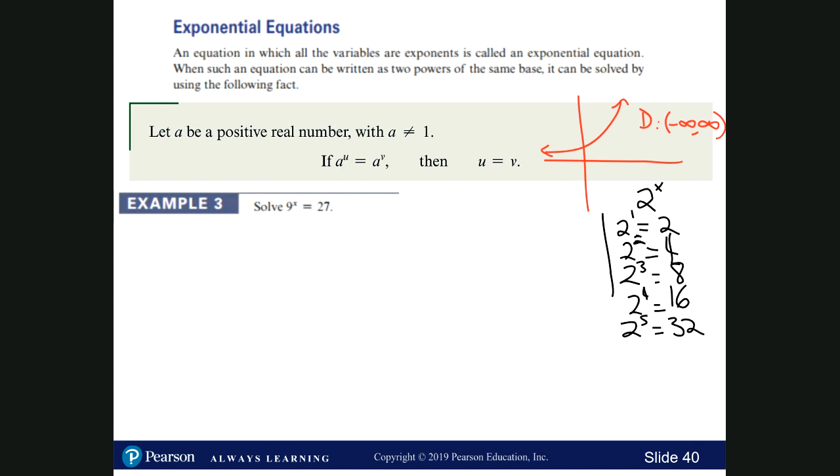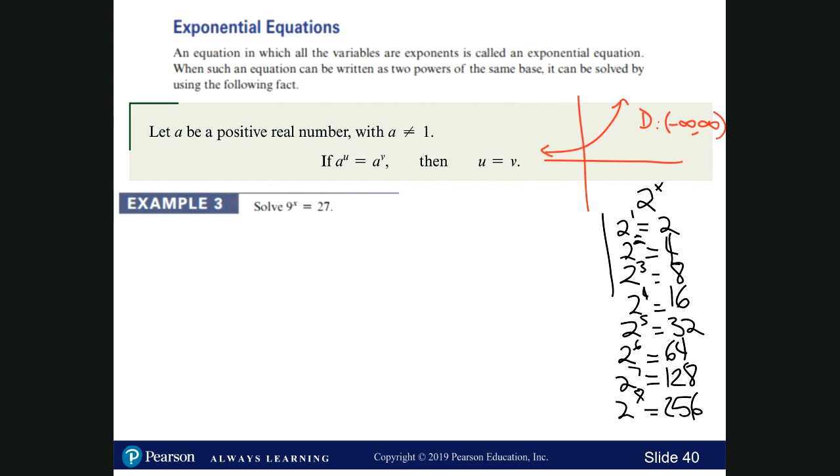And then we have two to the power 6 will be equal to 64. 2 to the power 7 is equal to 128. 2 to the power 8 is equal to 256. And of course, this keeps going and going. If you don't know what's next, you could put it on the calculator and find it that way.